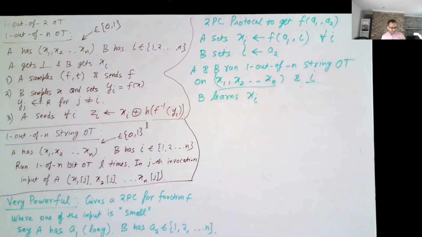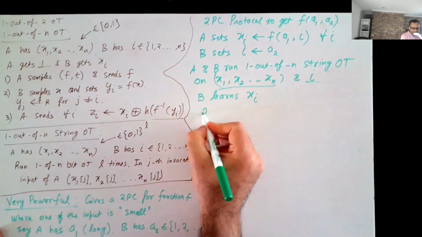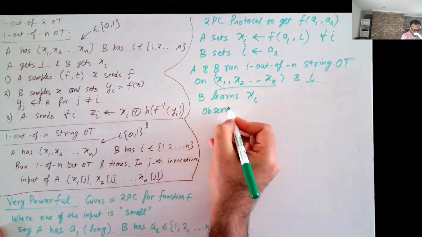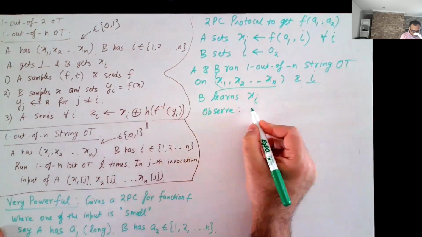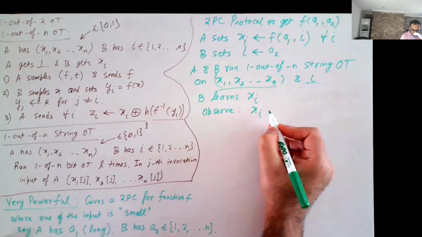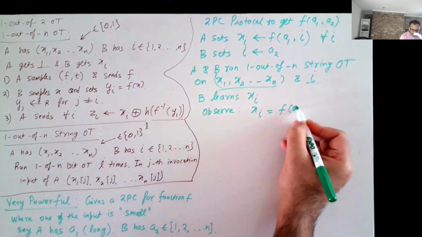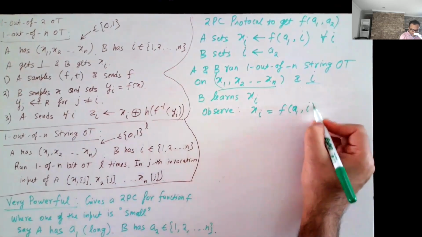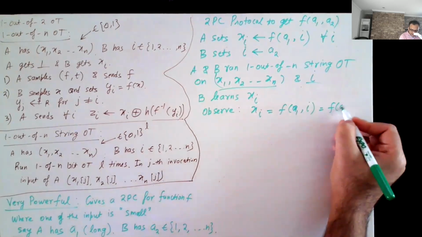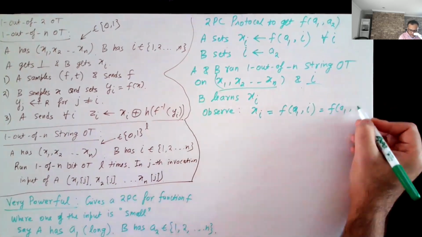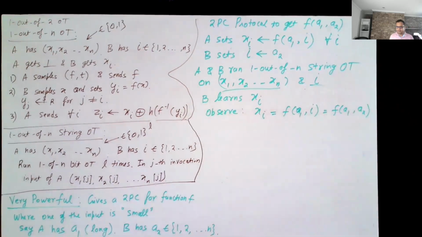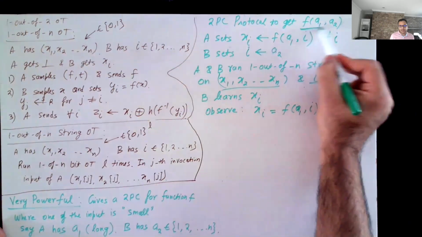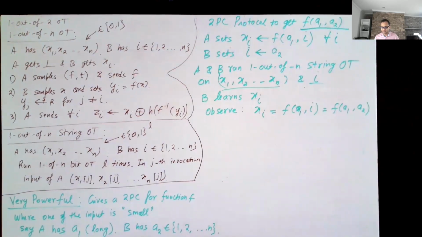Okay. Now, what is xi? Xi is actually supposed to be equal to f of A1 comma i, which is actually supposed to be equal to f of A1 comma A2. So B has received the function output on the inputs A1 comma A2.